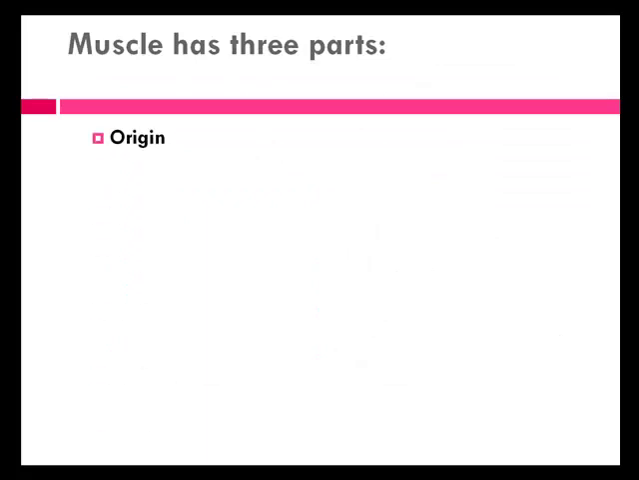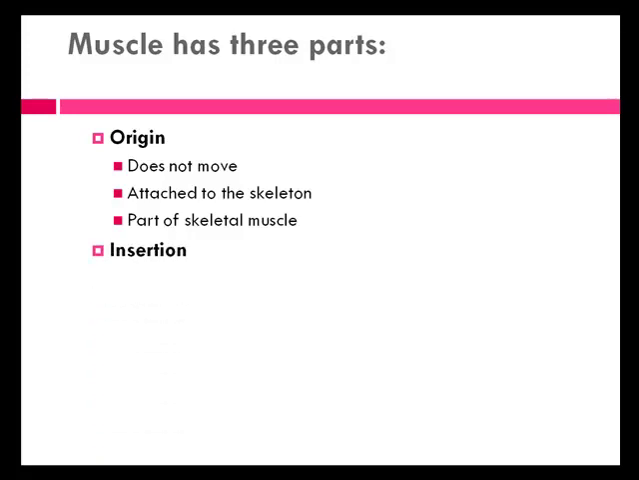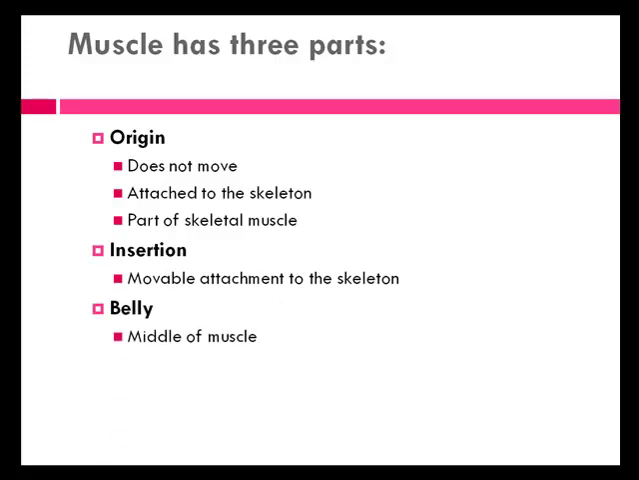Again, three parts. Origin does not move, attaches to the skeleton, and is part of the skeletal system. Skeletal muscles. Insertion is the movable attachment to the skeleton, and then the belly is the middle part of the muscle.